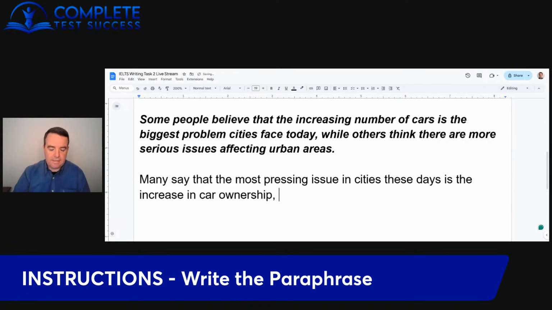And now we need to have the other side. Whereas, and then we can write down a paraphrase for the second part, the second view. So we're halfway there in the paraphrase.